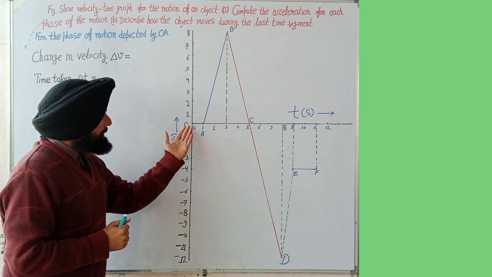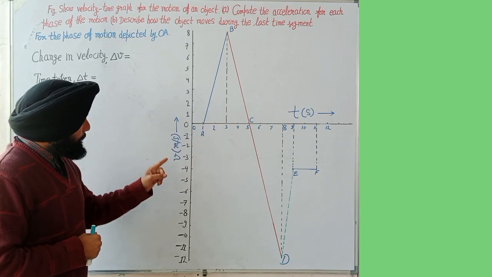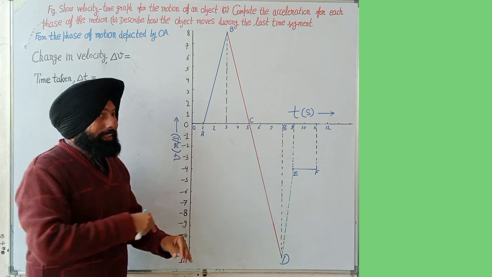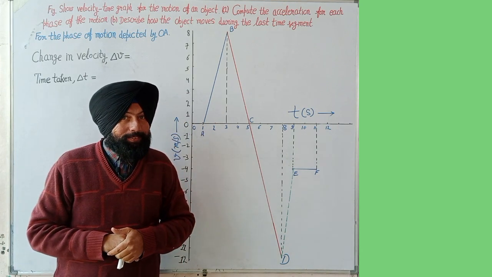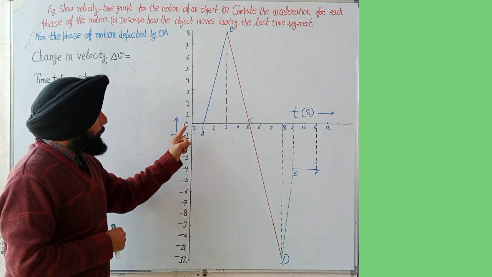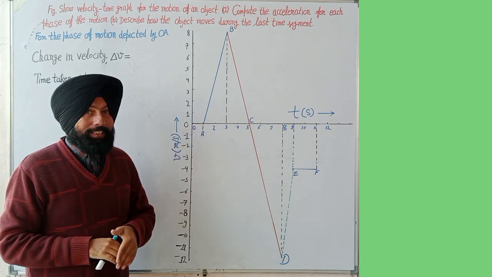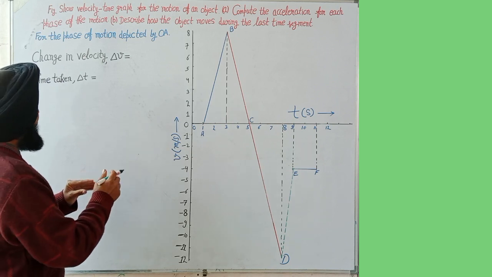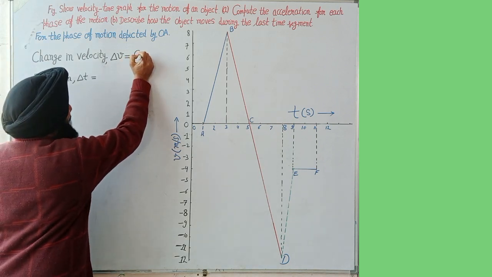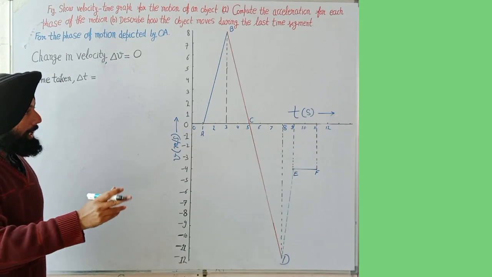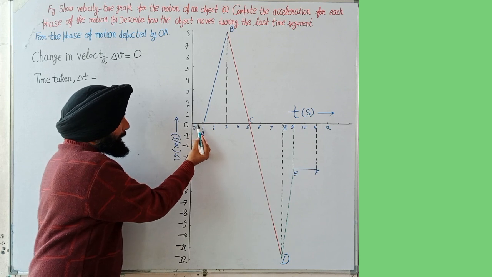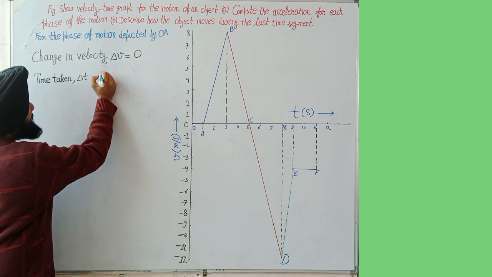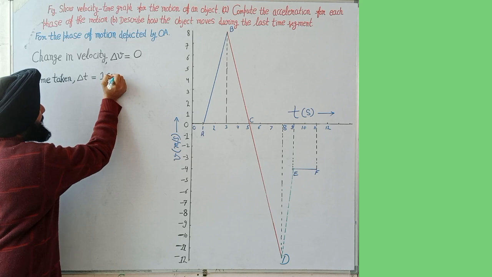Now what is the change in velocity? Velocity is mentioned on the y-axis. So from O to A there is no change in velocity of the object. From the time 0 to 1 second there is no change in velocity. So from the graph, the change in velocity is 0, and the time taken by the object is 1 second. Change in time is 1 second.